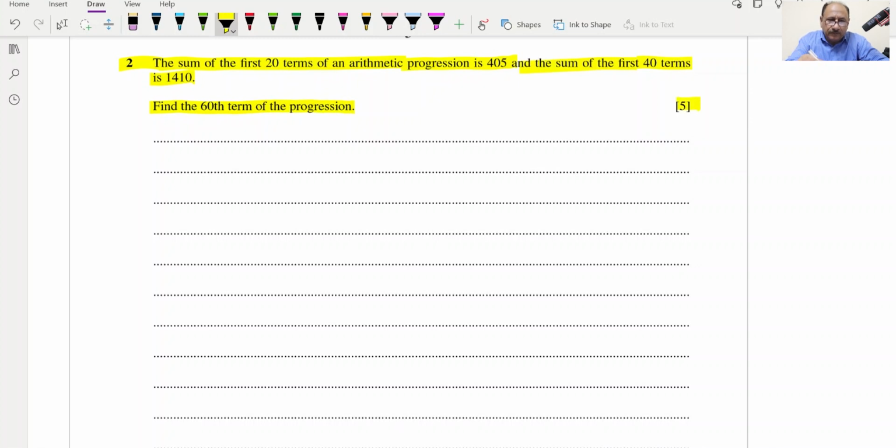This is a 5-mark question, and we can write the formula, which is basically the sum of terms formula for an arithmetic progression. So Sn is equal to n by 2 times (2a plus (n minus 1) into d). This is the formula which we will be using, and we can apply it for the first 20 terms, and the sum of the progression is 405.